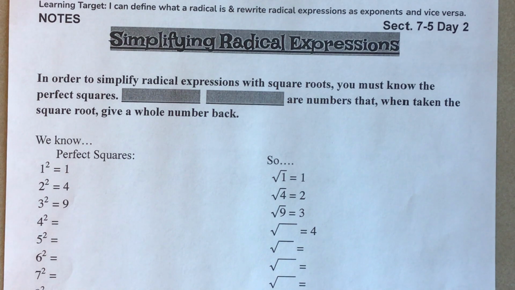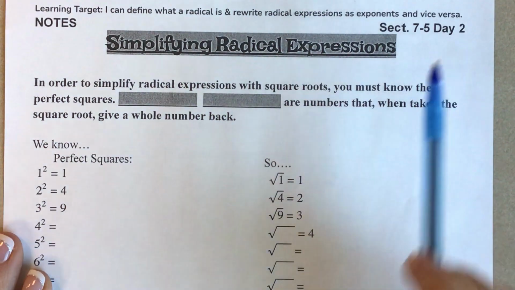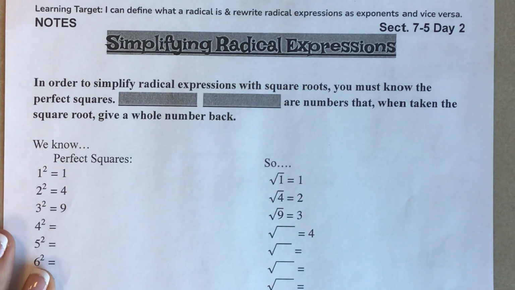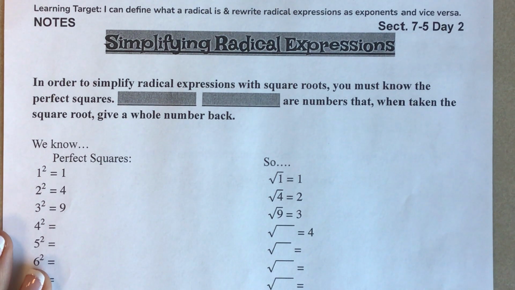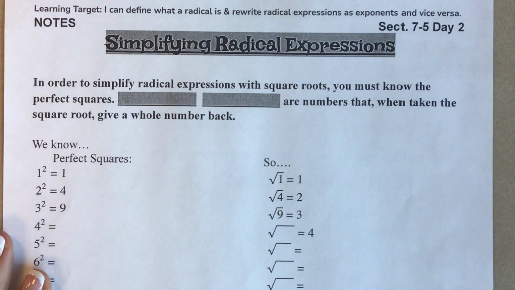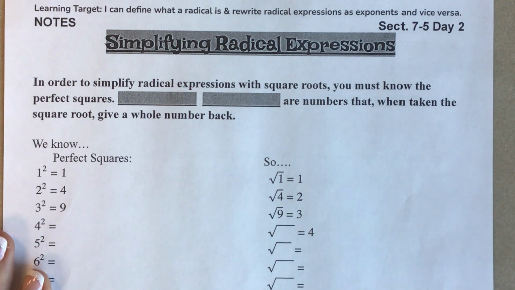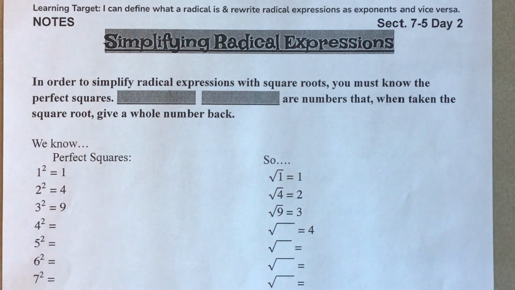We are in section 7-5, day 2, and we are simplifying radical expressions. What I'd like for you to be able to do is to define what a radical is and write radical expressions in simplified form. So in order to simplify radical expressions with square roots, you must know the perfect squares.